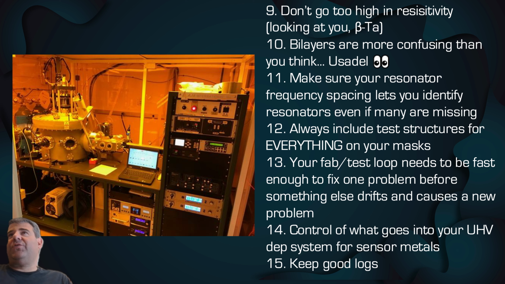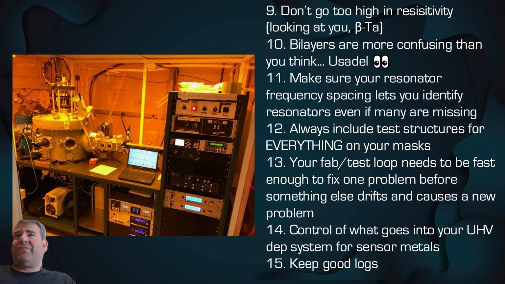Okay, number 9, don't go too high in resistivity. We've spent a lot of time, and our European colleagues at SRON have spent a lot of time, trying to work with beta tantalum, which is a phase of tantalum that has its Tc between like 600 millikelvin and 1 Kelvin, depending how you deposit it. It has extremely high resistivity, and that has caused a very short lifetime. So watch out for very high resistivity materials. Anything above sort of 20 picohenries per square, or maybe 200 microohm centimeters, I would start worrying about.